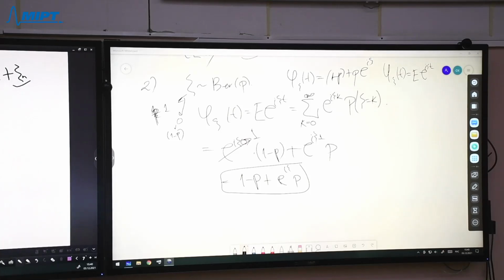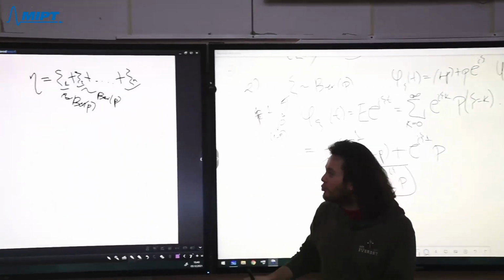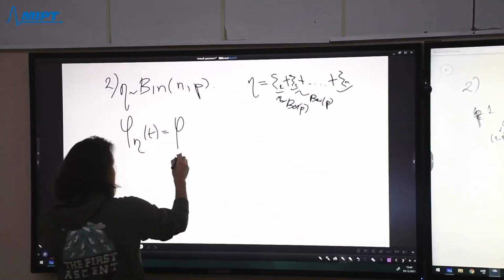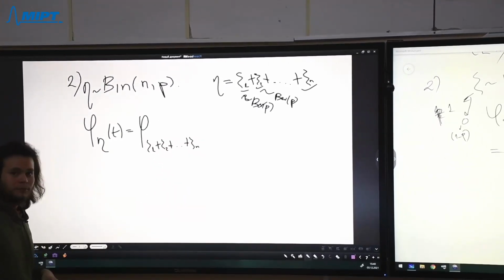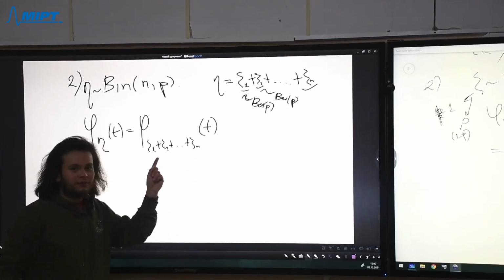So if eta has binomial distribution with parameters n and p, it means that this psi 1 has a Bernoulli distribution with parameter p, this one has Bernoulli distribution with parameter p, and so on, all of them, right? So if we want to find the characteristic function of eta, since we have the theorem of uniqueness, this is going to be exactly the same as the characteristic function of psi 1 plus psi 2 plus psi n, right? Is this clear?